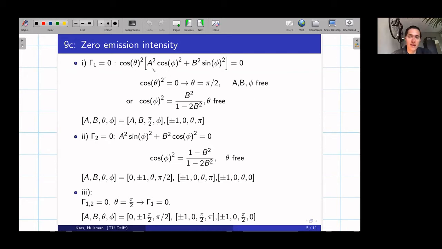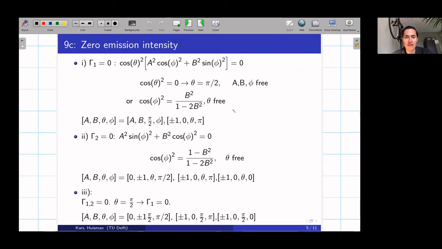And on the other hand, we can have that this thing here is 0. So if I solve for cosine phi squared and use the relation that a squared plus b squared is equal to 1, this normalization condition of the first excited state, then we find this relation here. And theta is free to pick.